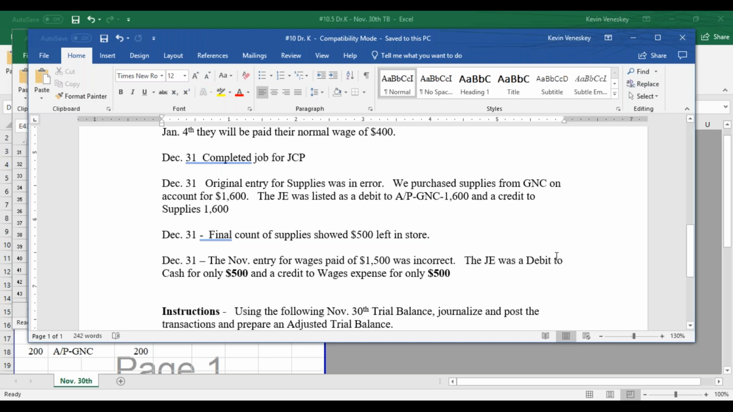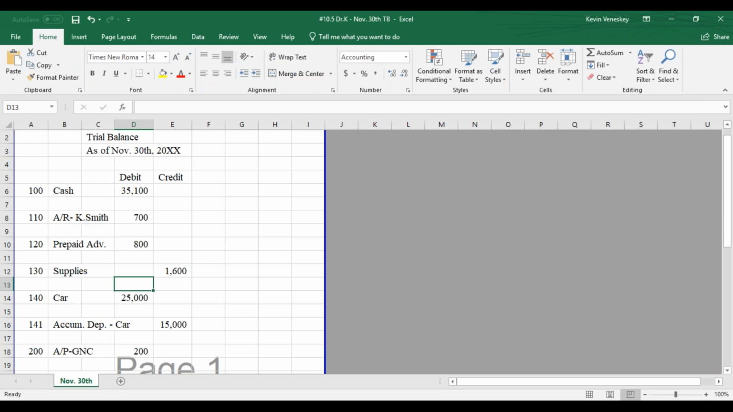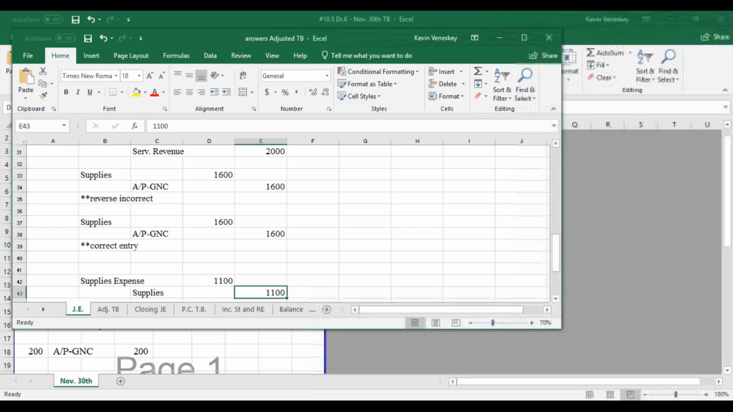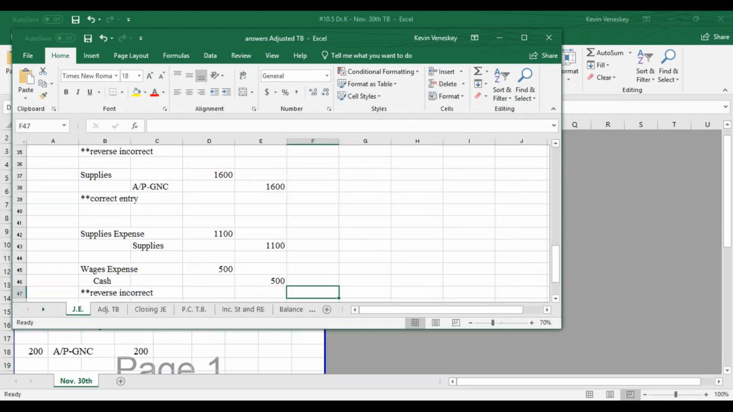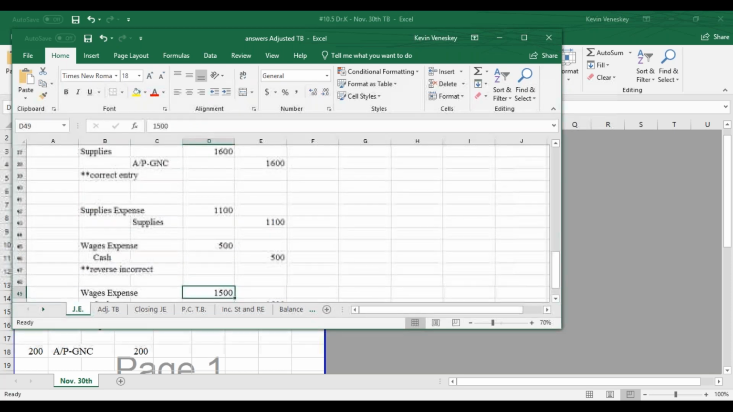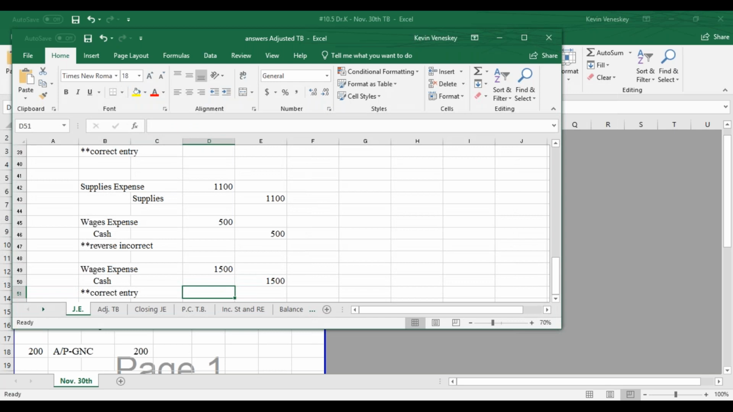So the first thing we need to do is, off to the side, if it helps, make a visualization of what happened and then undo it. So I'm going to undo my debit to cash and my credit to wage expense. So I'm going to debit my wage expense for $500 and credit cash for $500. That's my undo entry. And then the correct entry still has these accounts in the same order, just with the correct number this time. So wage expense should have been $1,500. Cash paid, or a credit, should have been $1,500.